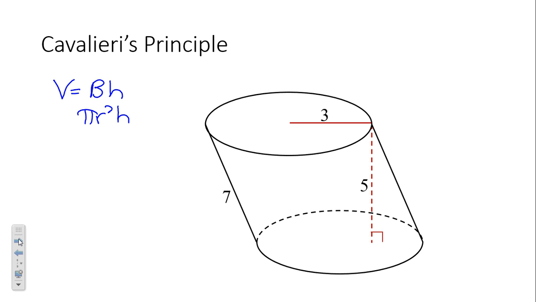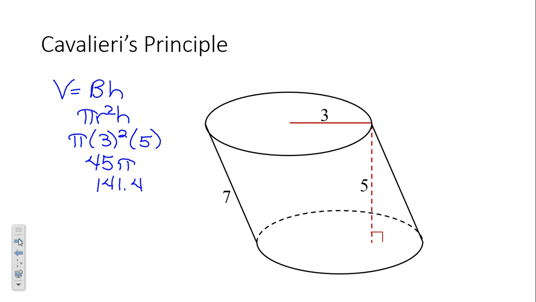The key here is to find the right height. So what's my radius? Three. So three squared. What's my height? Five. We want the perpendicular height, not the slant height. So what's 3 squared? 9. 9 times 5 is 45. So we get 45 pi, whatever units it is, cubed. And if you prefer to multiply pi in, you'll get 141.4 units cubed.